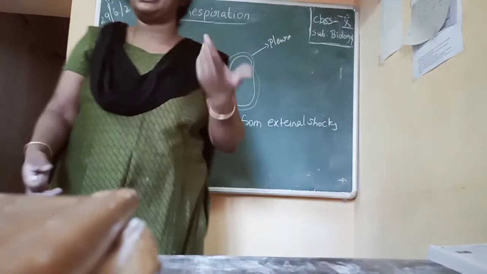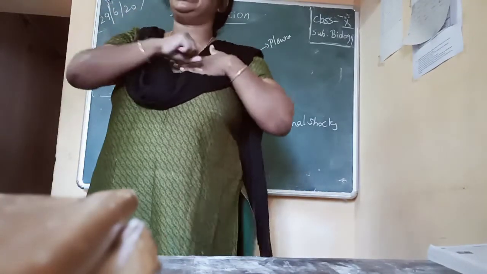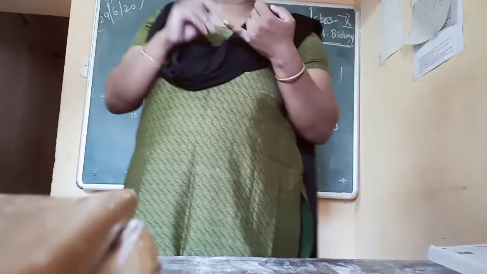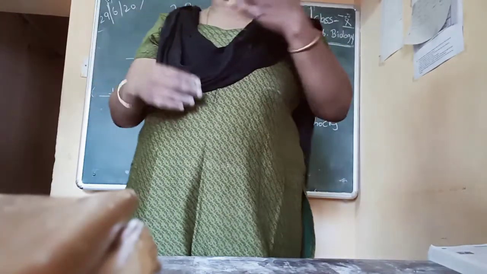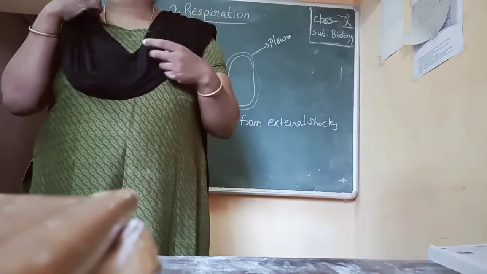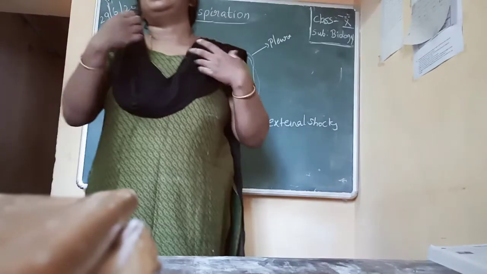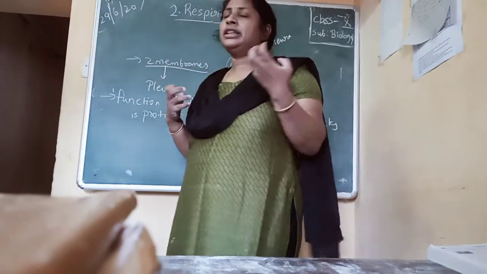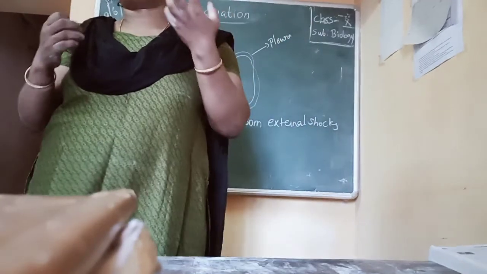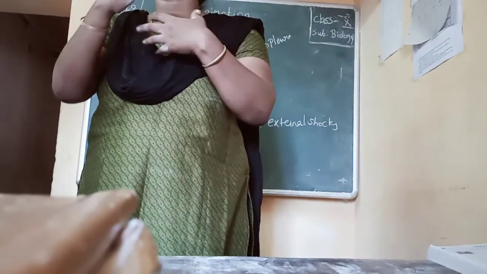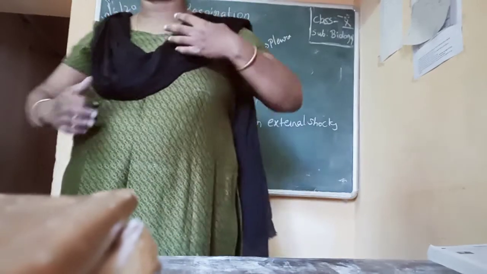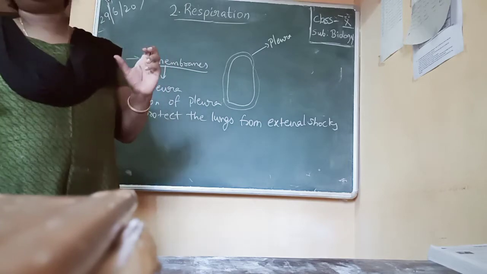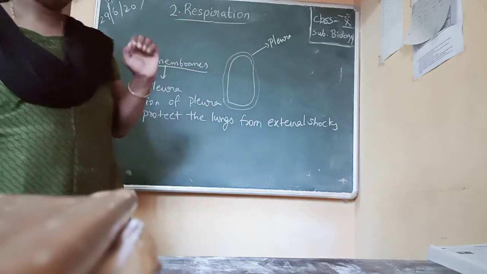Means, suppose suddenly someone hits you hard here. So, your lungs and heart are being protected by what? Rib cage. If somehow the rib cage is also not bearable, means the rib cage is also damaged. So, as we know that lungs are very important structures, they are covered or packed with a membrane. That is nothing but pleura. So pleura protects the lungs from the external shocks.